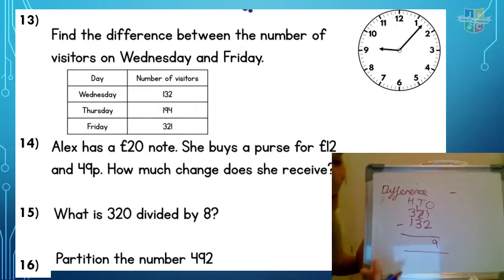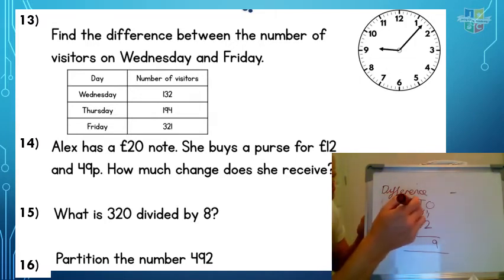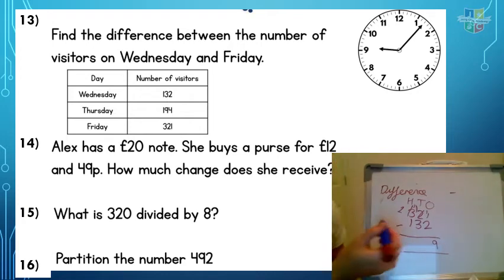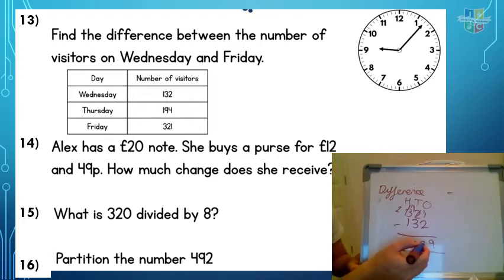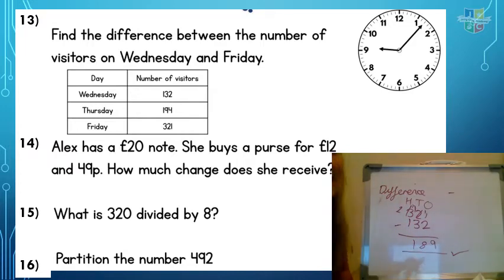1 take away 3 I can't do, so I'm going to have to exchange my 300s, make it into a 200 and put my extra little 1 next to my tens column. So I've now got 11 take away 3, which is 8, and 2 take away 1 is 1. So your answer is 189.